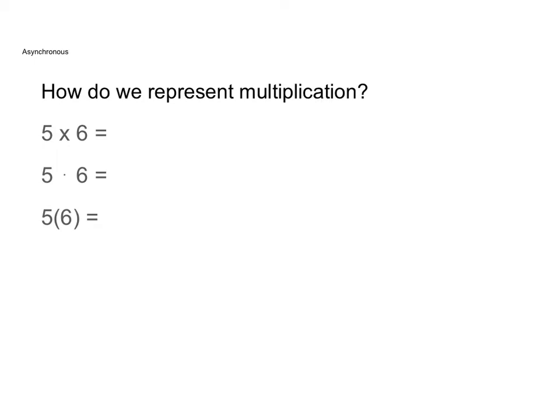So these are the three ways to represent multiplication. We can show multiplication with a multiplication sign with the X, we can show it with a dot, and we can show it with parentheses. So all of these things mean to multiply. So 5 times x, or 5 with the x, would be 30. This would also be 30, and this would be 30. So parentheses means to multiply, and that dot means to multiply.